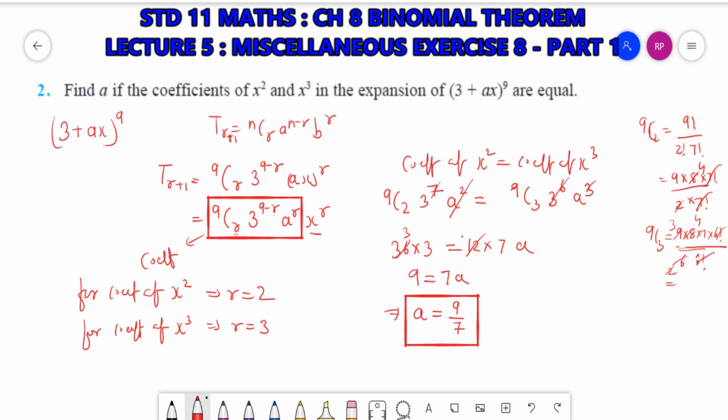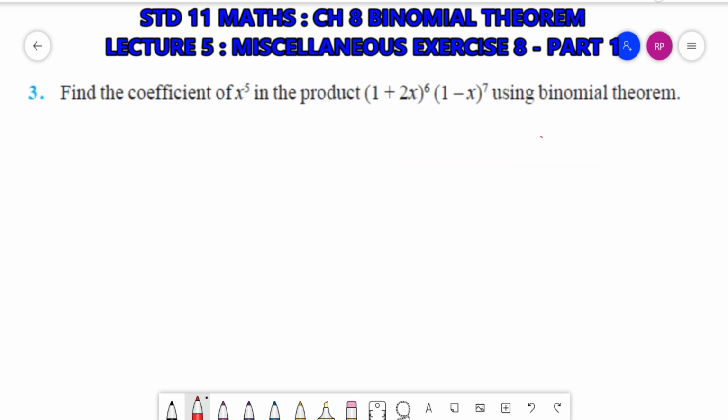Okay, so that was about question number 2. Now let's move to the next, that is question number 3. Find the coefficient of x raised to 5 in the product (1 plus 2x) whole raised to 6 into (1 minus x) whole raised to 7 using binomial theorem. Okay, so see, (1 plus 2x) whole raised to 6 multiplied by (1 minus x) whole raised to 7.